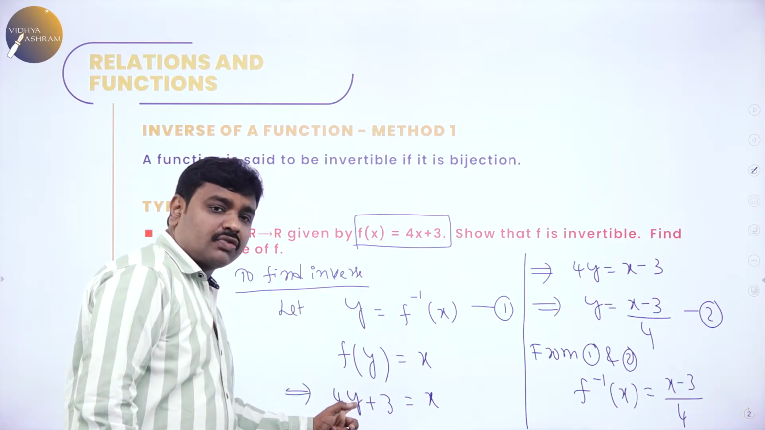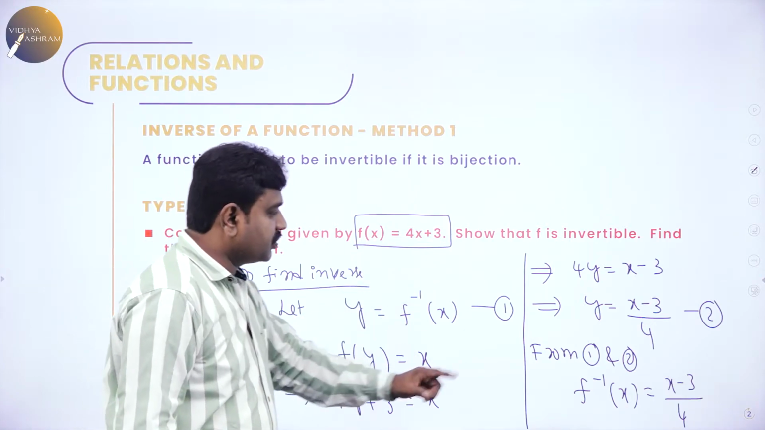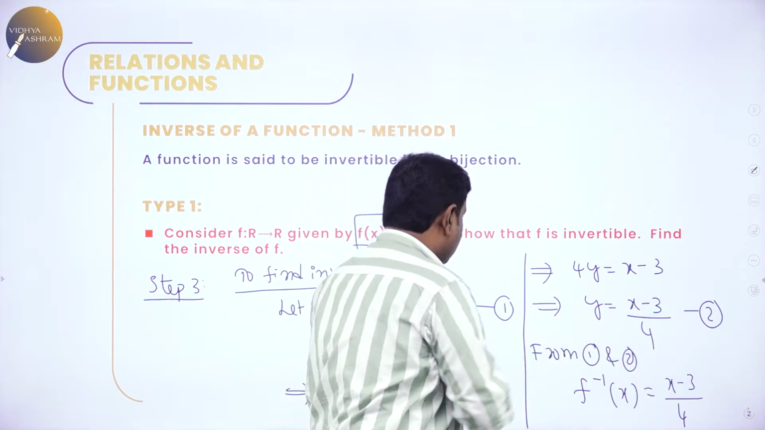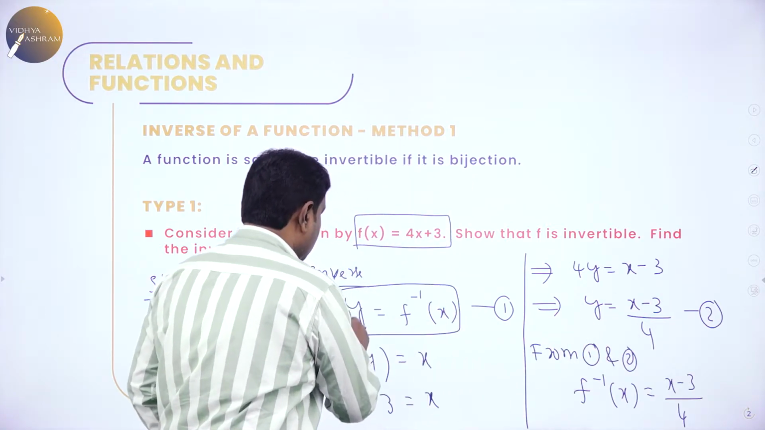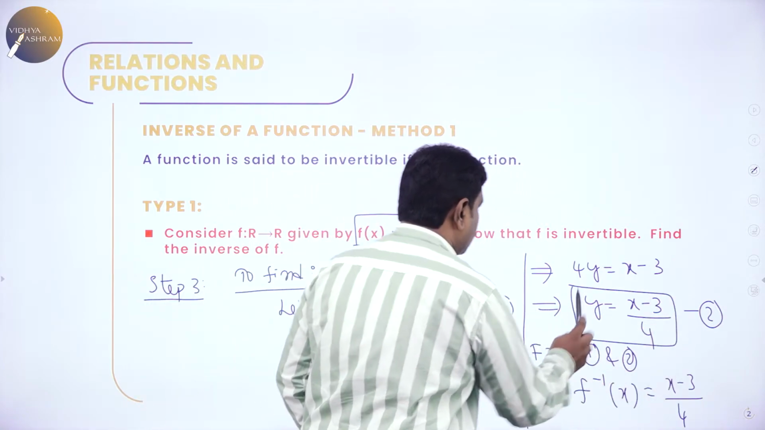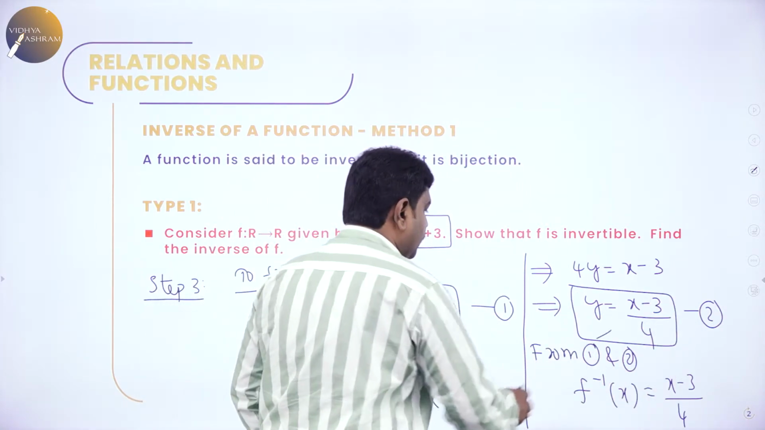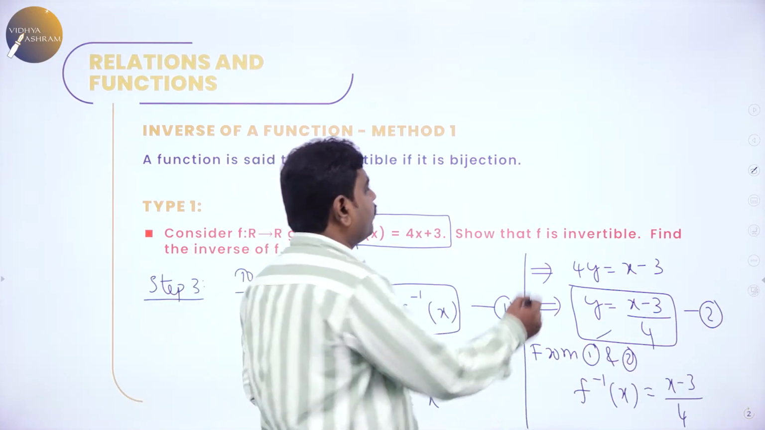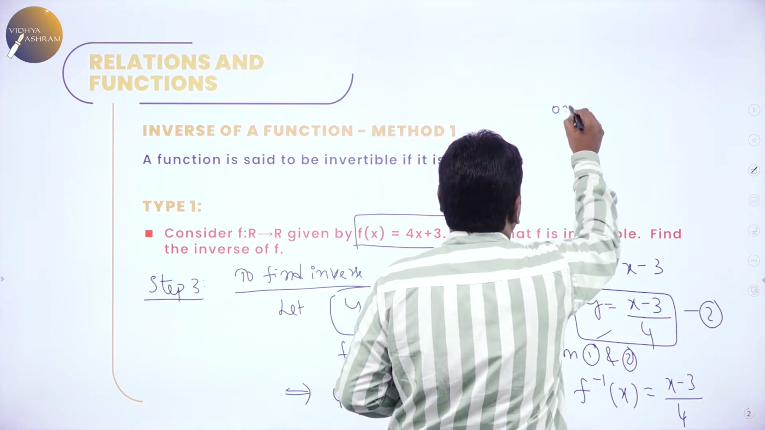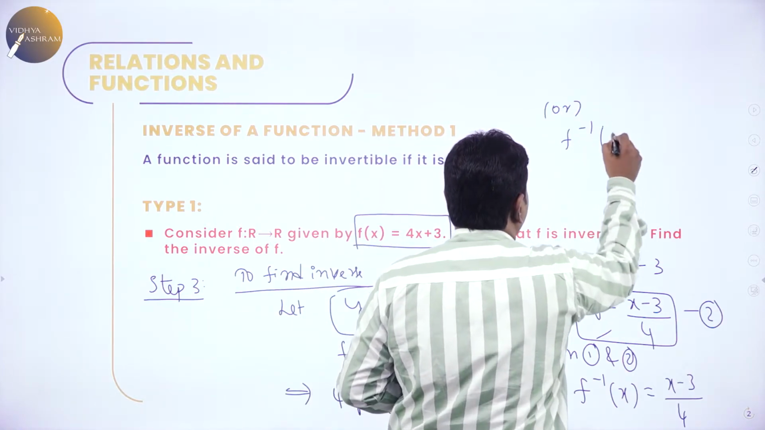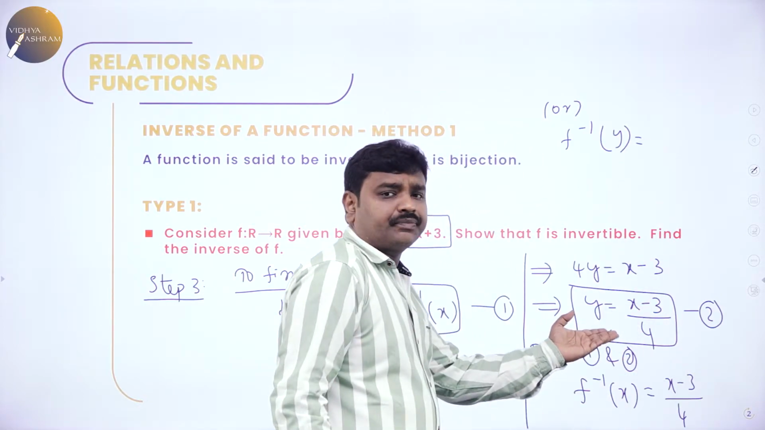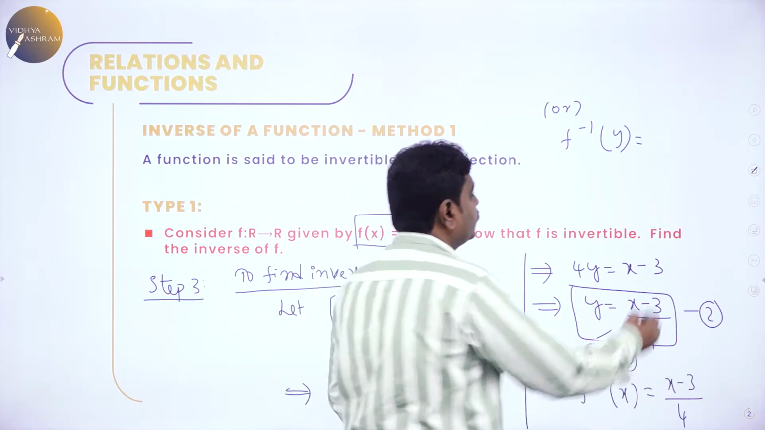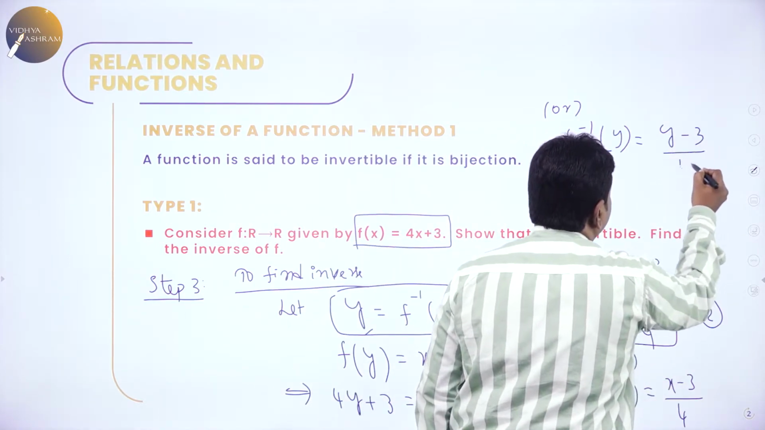Then from this get the value of y. So, rearrange, 3 you transfer to that side, it becomes minus 3, 4 transfer that side, it becomes divided by 4. So you got y, and equation 1 is also y, equation 2 is also y. Both have LHS same, so you can equate RHS. What is RHS? f inverse x is x minus 3 by 4. If you want f inverse y, in the place of x here substitute y. So f inverse y means y minus 3 by 4, that is it.